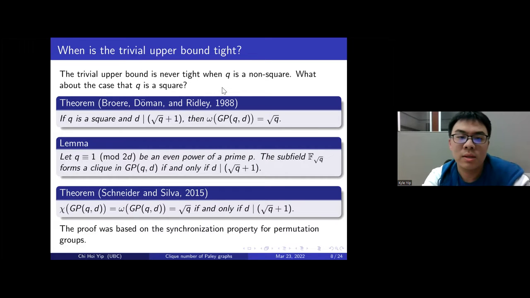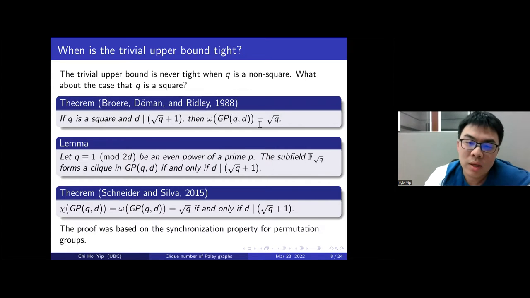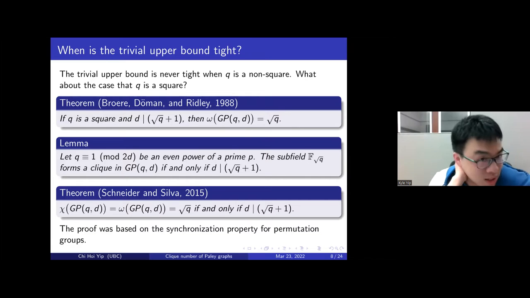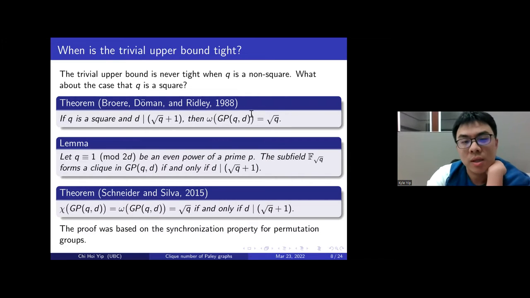We can also try to understand when the upper bound is tight when Q is a square. And there's a result by Brouwer, Dolman, and Ridley in 1988, which says that if Q is a square and D divides square root Q plus one, then the clique number is actually given by square root Q. And that's something Shamil has mentioned in his talk. Basically the reason that the clique number is equal to root Q, or equivalently the upper bound is tight, is because we have a subfield construction for this clique. So it's easy to show that the subfield with square root Q elements forms a clique if and only if D divides square root Q plus one.